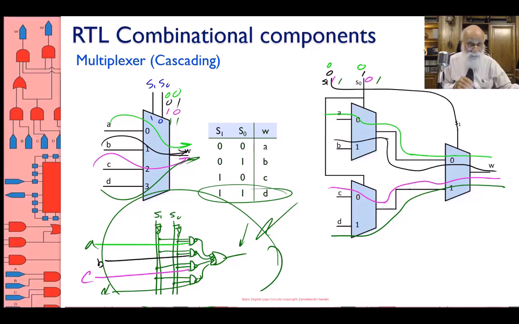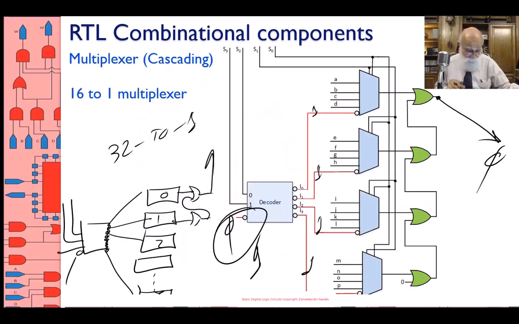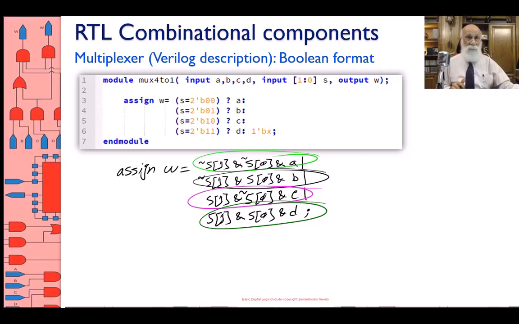Notice that this one doesn't have an enable. If you want to have an enable like this one, also add an enable to each of these product terms. Once again, this is selecting A, selecting B, selecting C, and finally selecting D. That's a Boolean representation.